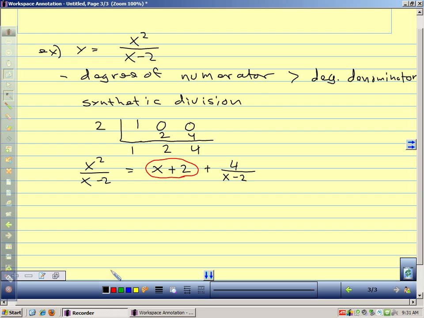I just divided x squared by x minus 2, because that's what our rational function is, division. So I just did the synthetic division. So let me write this. Divide x squared by x minus 2. This is like we did at the beginning of the unit, where the problem says divide x squared by x minus 2, and I'm just doing my synthetic division.